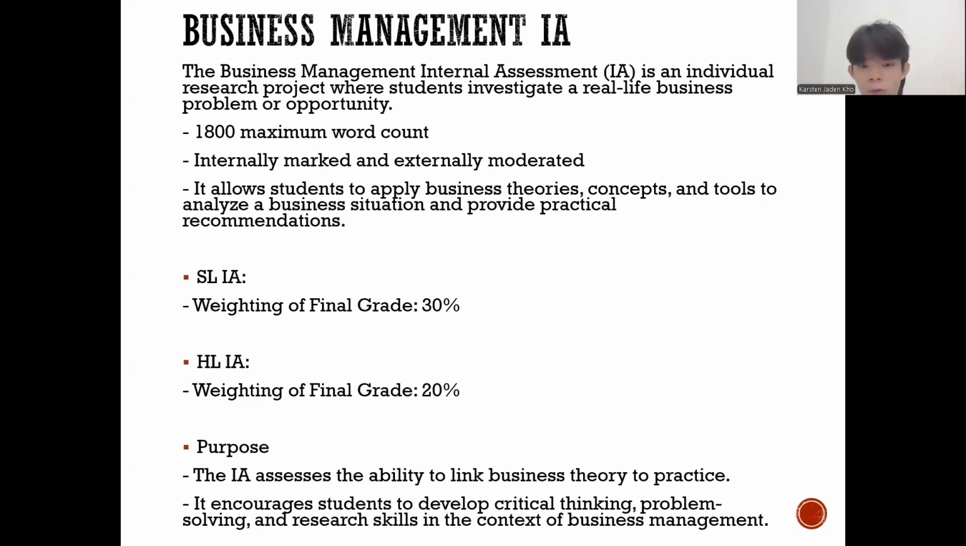The IA allows students to apply business theories, concepts, and tools to analyze a business situation and propose practical recommendations. For the assessments, the SL IA is worth 30% of the final grade, while the HL IA is worth only 20% of the final grade. The purpose of the IA is to assess the student's ability to link business theory to practice, encouraging the students to think critically, solve problems, and develop strong research skills in the context of business management.